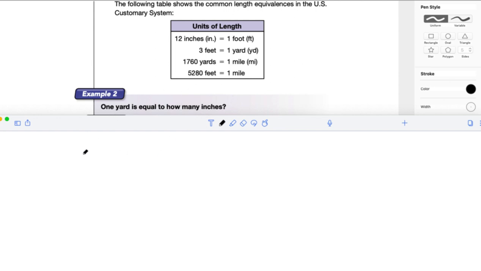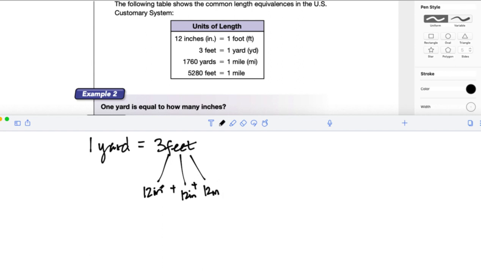Well, let's think about it. If I have 1 yard, let's see what information I have about 1 yard. It's equal to 3 feet. And if 1 yard is equal to 3 feet, and I know that in each of these feet, I have 12 inches. So there's 12 inches per foot. So there's 12 inches and then another 12 inches and another 12 inches because I've got 3 feet here. I can add that up or multiply by 3 and recognize that 1 yard is equal to 36 inches.